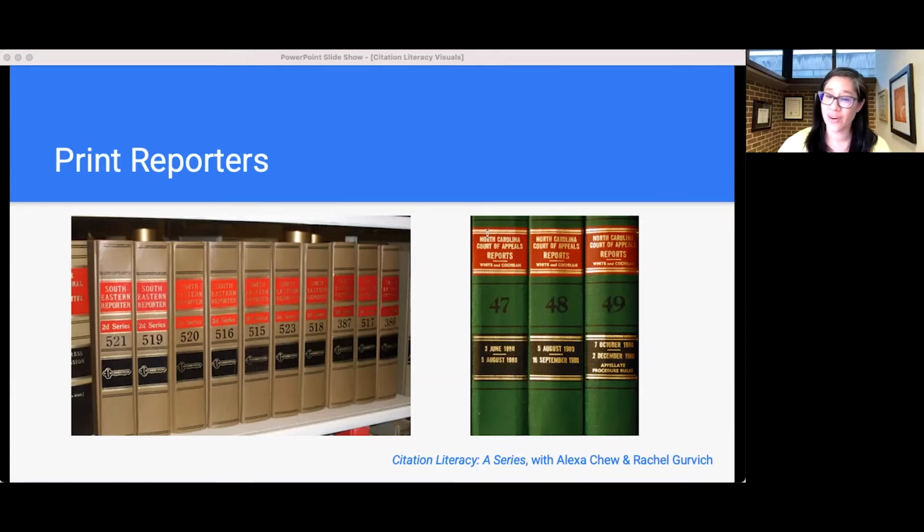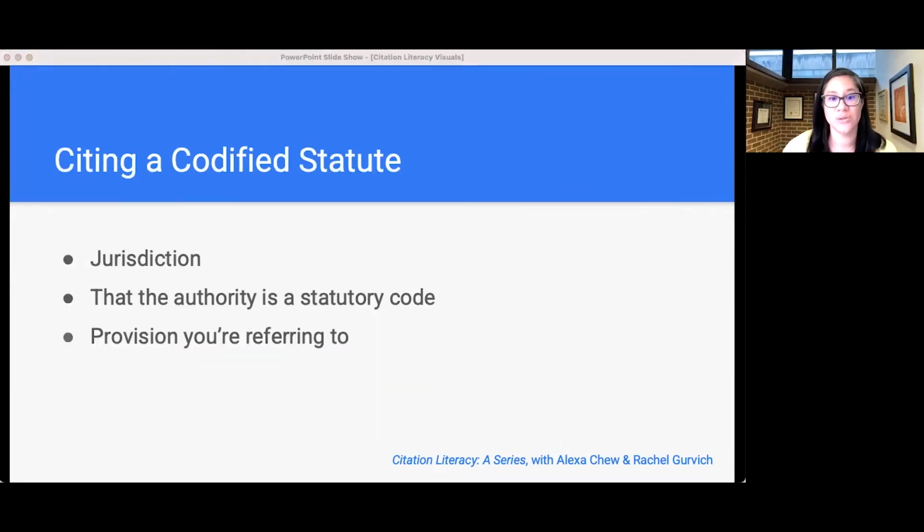So then we have the other kinds of judicial opinions, which are not in a reporter. And these not in a reporter judicial opinions exist in some form that readers can access, but that form is not a print reporter. So now you're most likely to find a not in a reporter opinion electronically on the internet in some fashion. All right, so how do we cite to codified statutes, informally speaking?